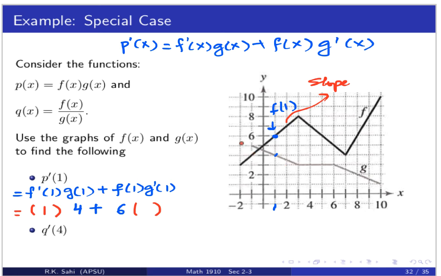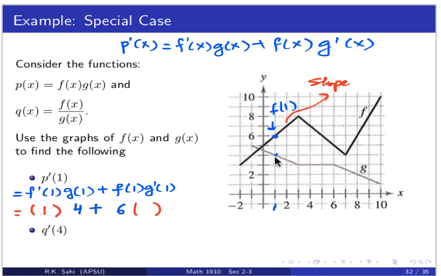Notice the graph g at this point, it's going down. So what is the slope at this point? That means the slope of this line. Notice, what is the slope over here, guys? Okay, so we're saying this one. Let's look at this one.